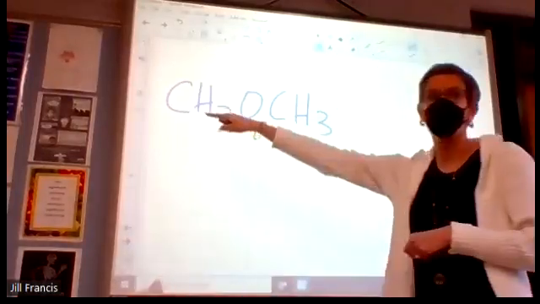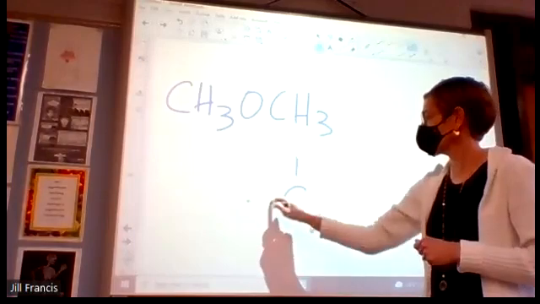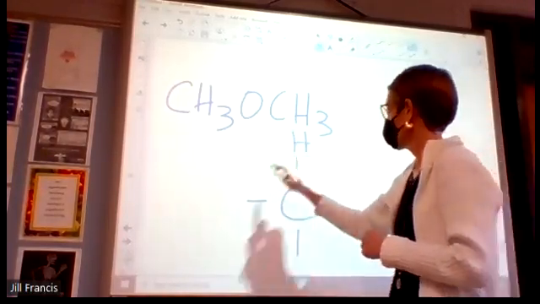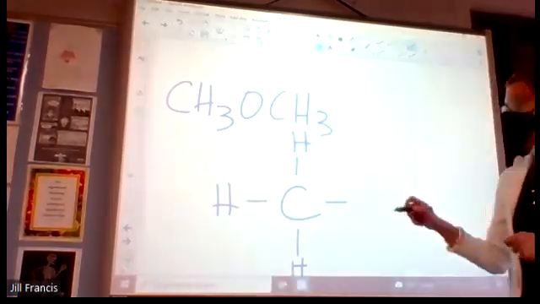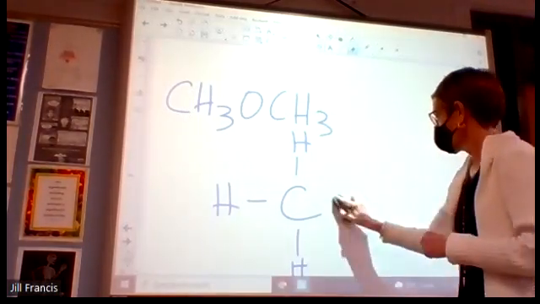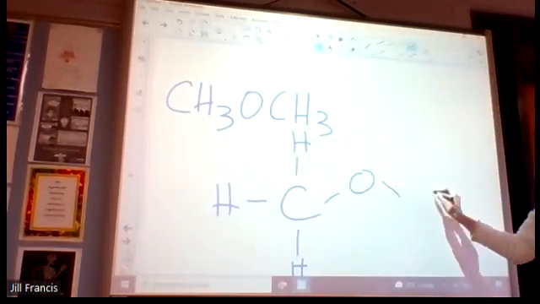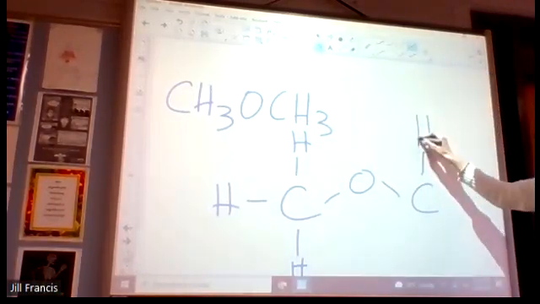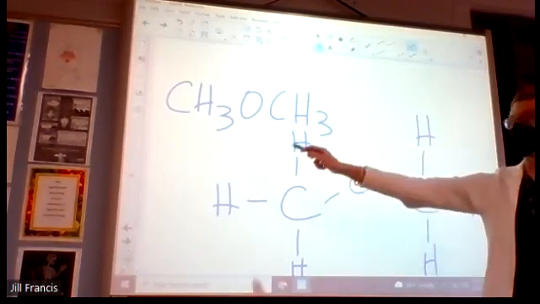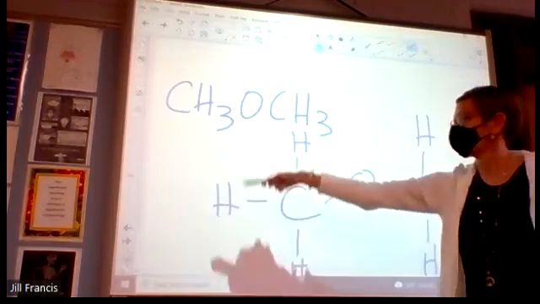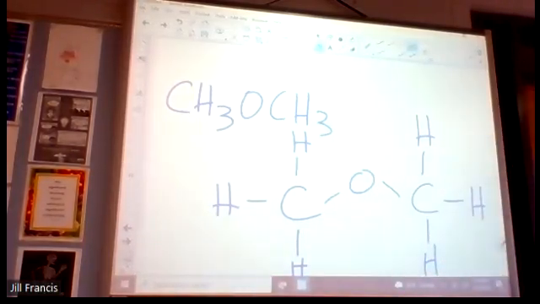Okay. So again, we're just going to go in order. We write our carbon down. Those 3 hydrogens are attached to the carbon. Then we write our oxygen, which is next. Then we write our other carbon, and those 3 hydrogens are attached to this carbon. So again, just go right in order. C, attach your hydrogens, then your O, then your other C, attach your hydrogens.